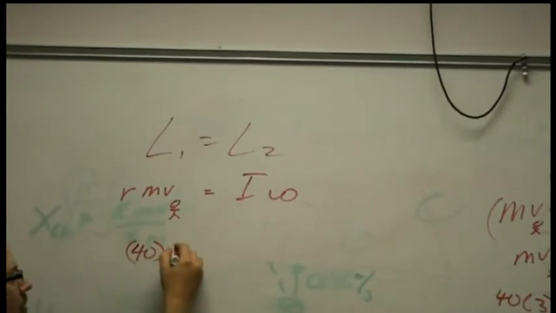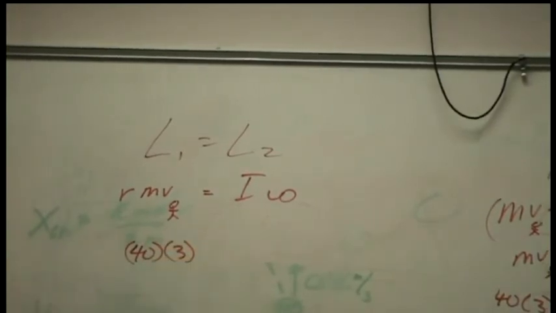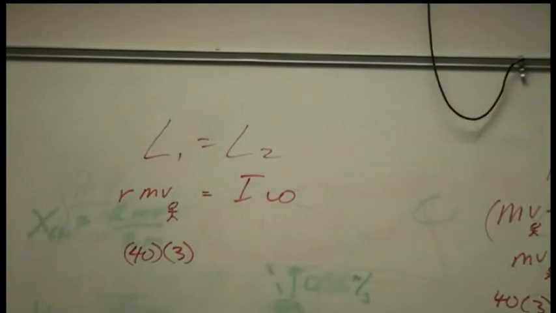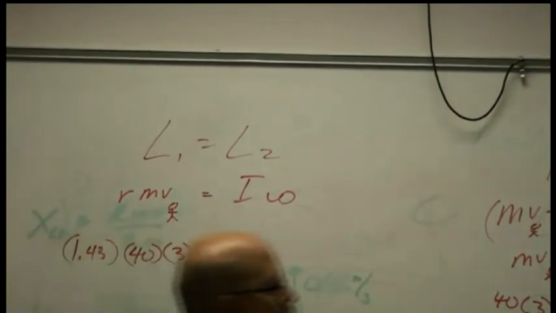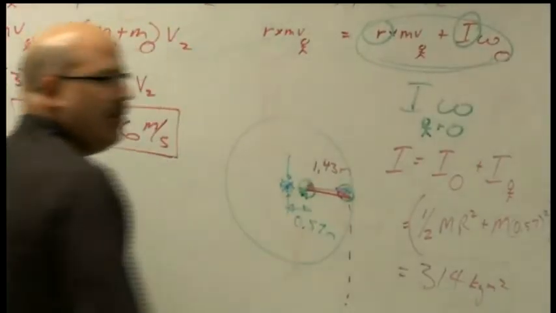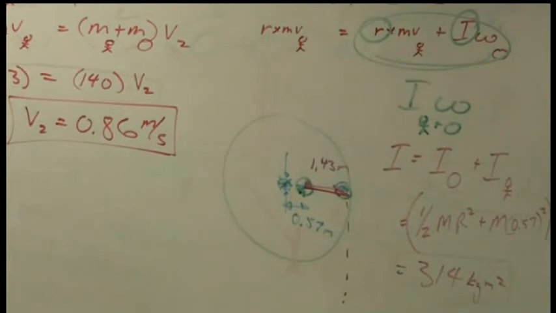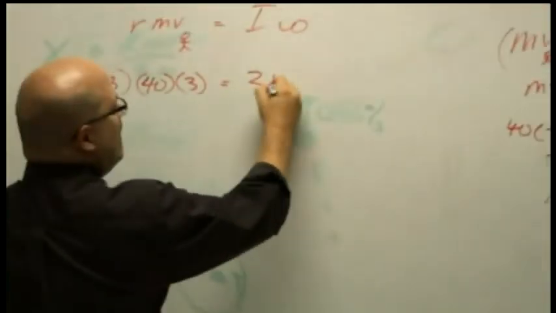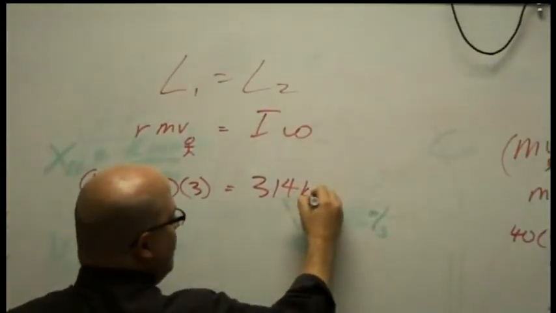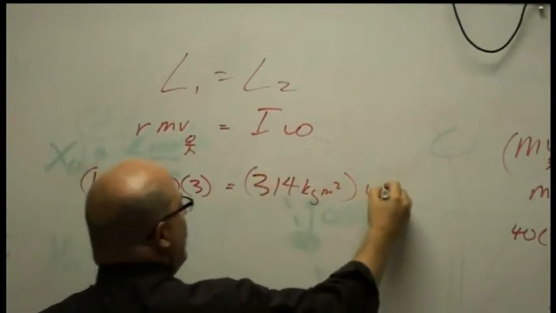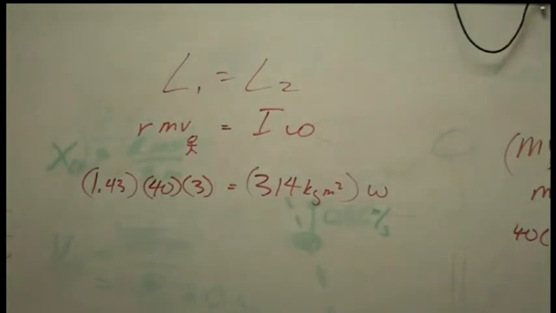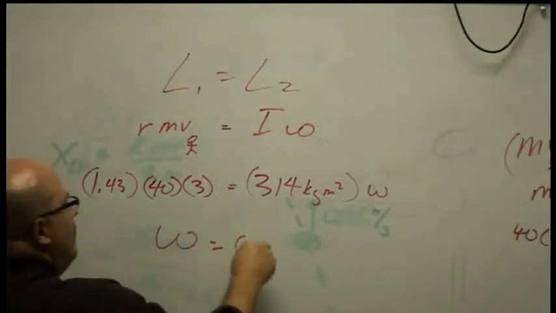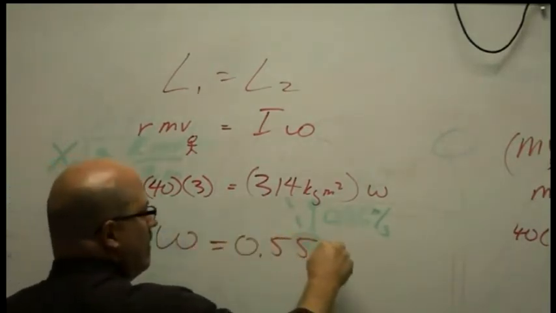The velocity of the boy is easy. What's the radius of the boy? 1.43. Very good, because the boy is running up this way, and there's the radius to the center of mass, the rotation point, 1.43. It's different from the previous problem. This is 314 kilogram meters squared, and then we find omega. So that changes the center. Omega equals 0.55 rad per second.